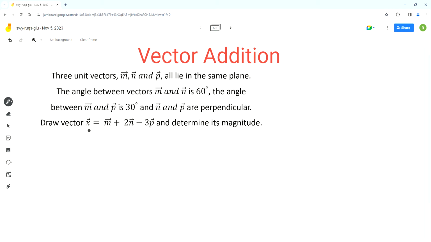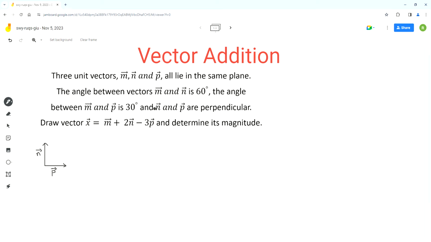So the first step here is to draw the three given unit vectors. First we should draw vectors n and p, because it's easy to visualize them since they are perpendicular to each other. So let's assume this is vector n, and now vector p is perpendicular to this vector. So let's assume this is vector p. Now we are given that all three of them are unit vectors. That means they all have the same magnitude. So when we draw them, they should have the same length.